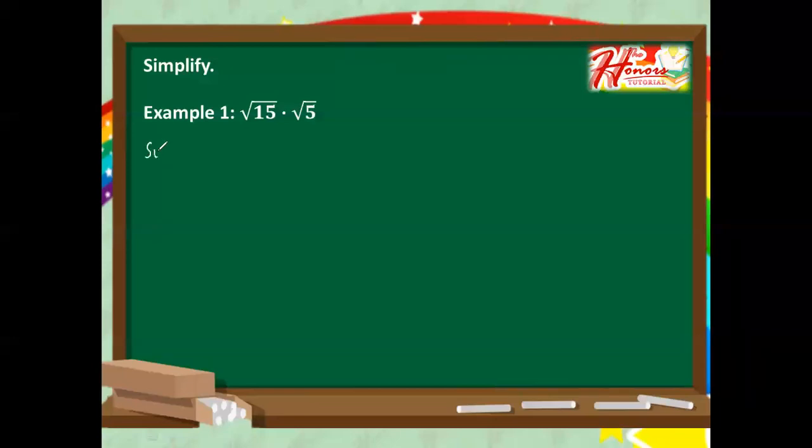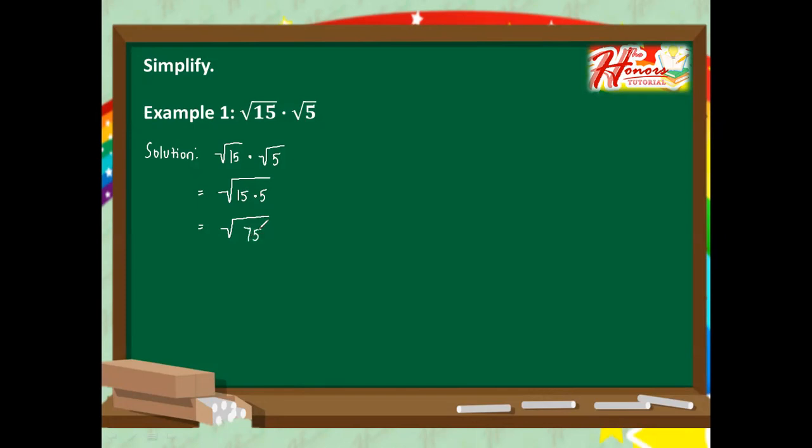Let's write solution here. And then let's write the given. So we have here square root of 15 times square root of 5. Since they have the same index, just copy the square root and then multiply 15 and 5. So square root of 15 times 5, that is equal to 75.